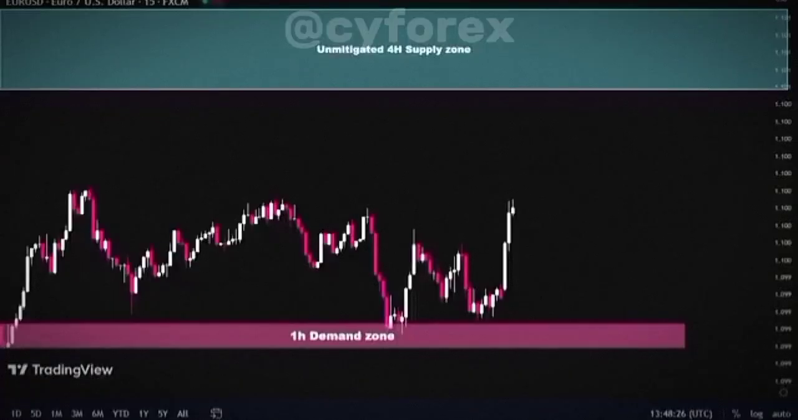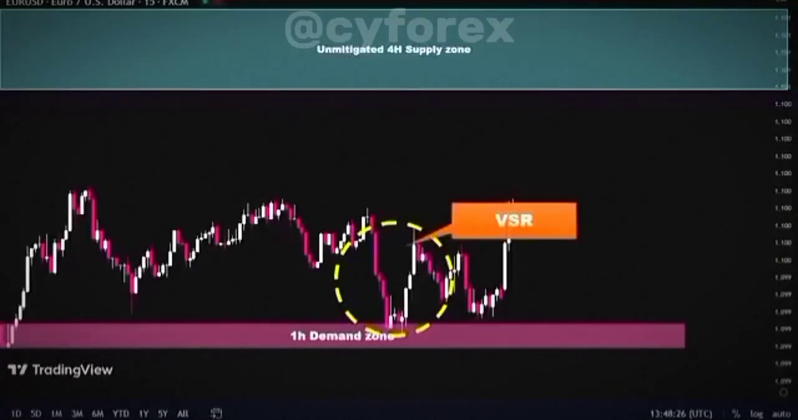Now, as you can see, we can easily spot this VSR pattern here, which shows a strong rejection from the highest demand zone. That means this zone would provide a higher probability if we use it to take any long position. So guys, we have another confirmation for the entry.